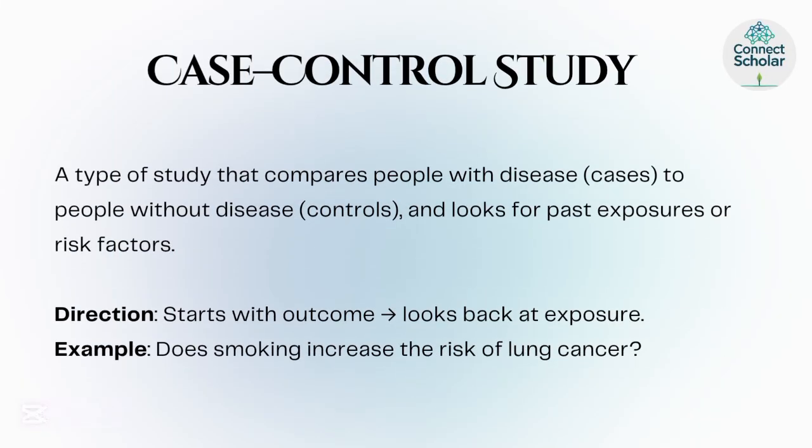Next is case control study. This is a type of study that compares people with disease, who are called cases, to people without disease, who are called controls, and we look for past exposures or risk factors in both groups. The direction of this kind of study is that we start with the outcome, which is the disease or condition, and we look back at the exposure or risk factors those participants went through.